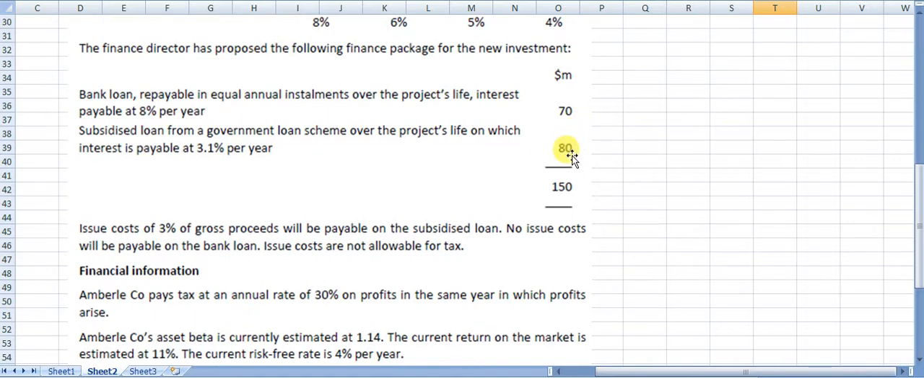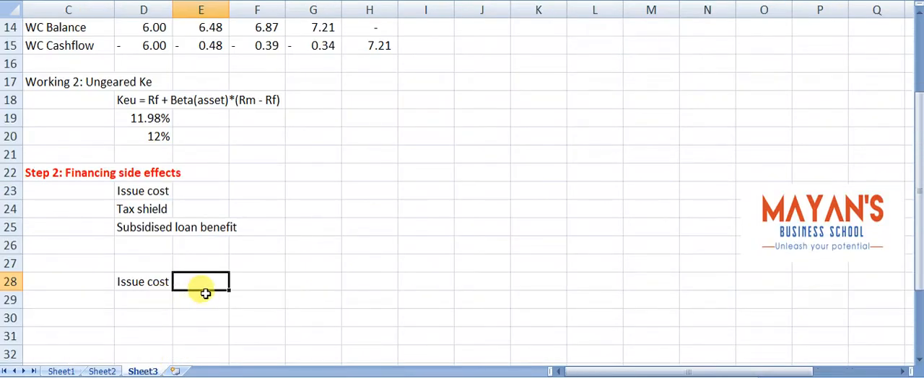Do you agree? You borrow 100%, guys. 3% goes on issue cost, brokerage fees. Balance 97% only comes to you. And that 97% has to be 80 million. Then only you can make 150. So the full borrowing has to be, look at this carefully. See how I get the issue cost. 80 million is 97%. Therefore, how much will be 3%? 2.47.